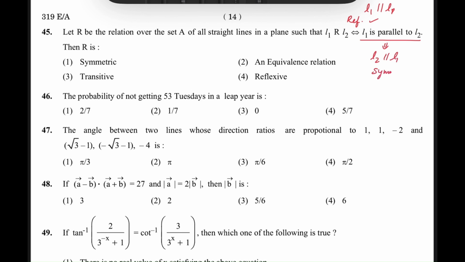So it is reflexive, symmetric, easy. Now if L1 is parallel to L2 and L2 is parallel to L3, I can straight away say L1 is parallel to L3, right? The transitive property is also already there. So this relation is reflexive, symmetric, and transitive also. If the relation is all three of them, how do we write this? This is an equivalence relation. Easy question. Option 2 is the correct answer, right?